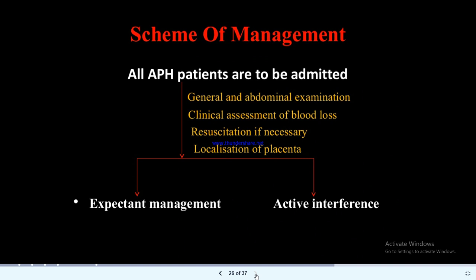Scheme of management. All APH patients are to be admitted. History and abdominal examination, clinical assessment of the blood loss, resuscitation if necessary, localization of placenta, expectant management, and then active interference.